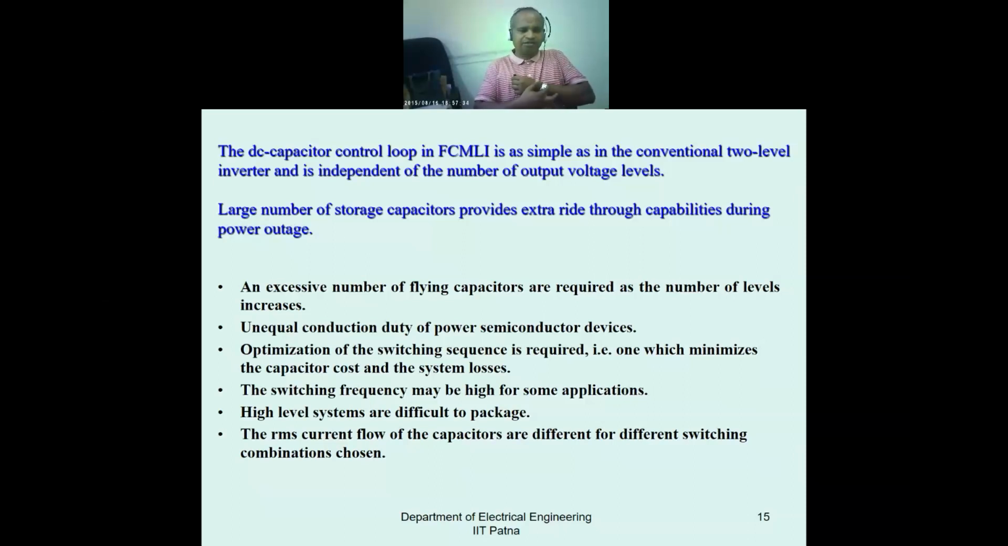Now, this flying capacitor multi-level inverter is independent of the number of output voltage levels, and the biggest problem is that you have an excessive number of flying capacitors. The capacitor has its own rating. So according to the IEEE standard, for 1 ampere of current, you must put a 100 microfarad capacitor. If your load requirement is 1 ampere current, you must put a 100 microfarad capacitor. Accordingly, the capacitors are calculated.